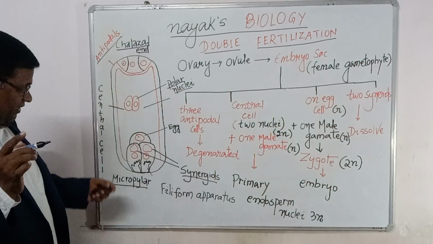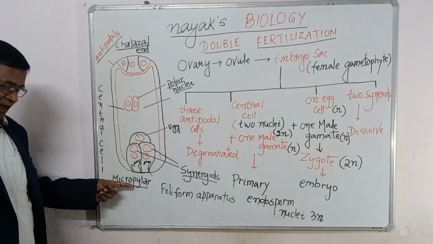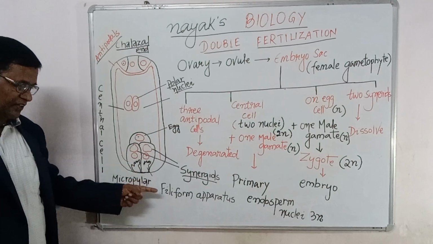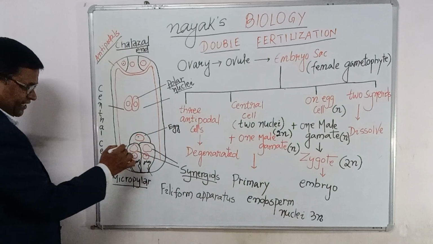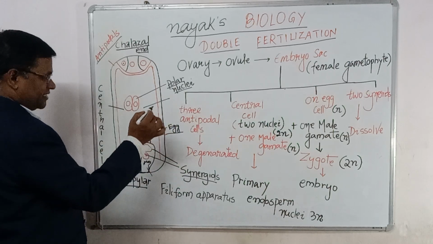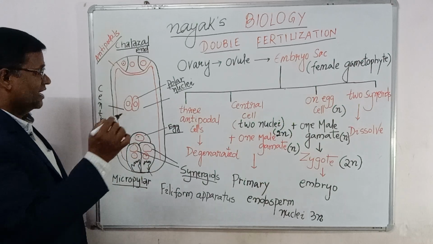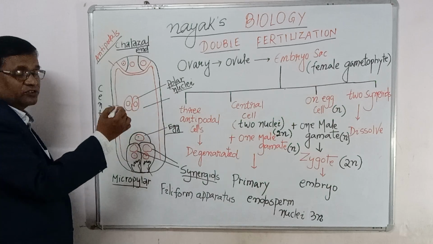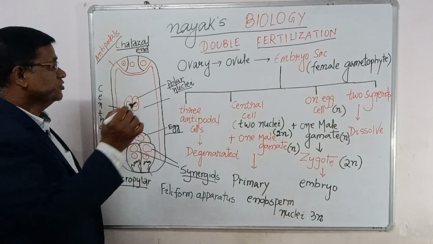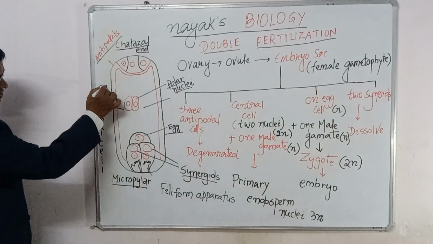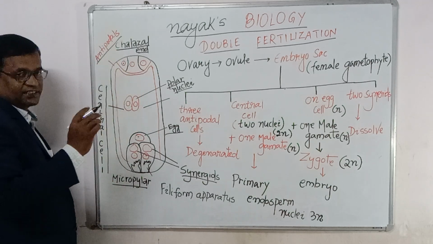Now we are clear. You see, from here I am going. Here we are starting from the micropylar end, which consists of the filiform apparatus. To the filiform apparatus, two synergid cells are attached, and one egg cell. This total is called the egg apparatus. After the egg apparatus, there are two nuclei, called polar nuclei, which form the central cell. You see, I wrote here central cell. Above the central cell, three antipodal cells are there.